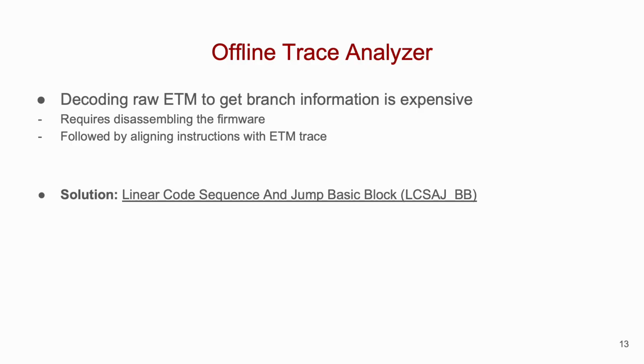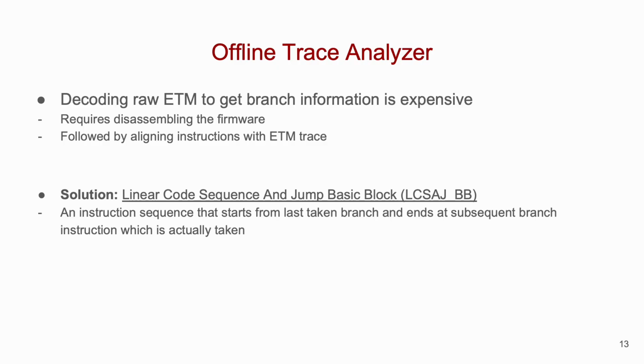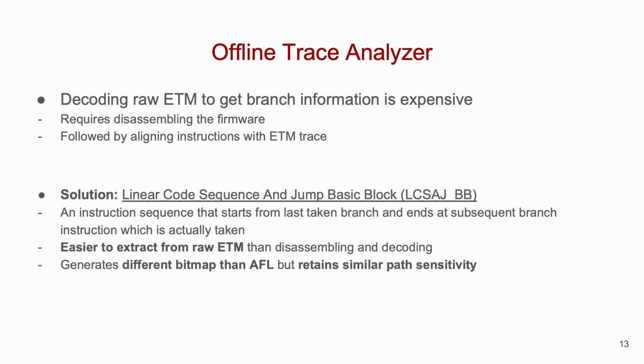mAFL solves this problem by using a kind of special basic block generated at runtime called the linear code sequence and jump basic block. It is an instruction sequence that starts from the last taken branch and ends at the subsequent branch instruction which is actually taken. This information can be extracted from the raw ETM trace without requiring any disassembling and decoding via the branch base address and instruction sequence bitstream present in the ETM trace. However, it must be noted that this leads to a different bitmap than AFL, even though it is compatible with AFL and retains similar path sensitivity.